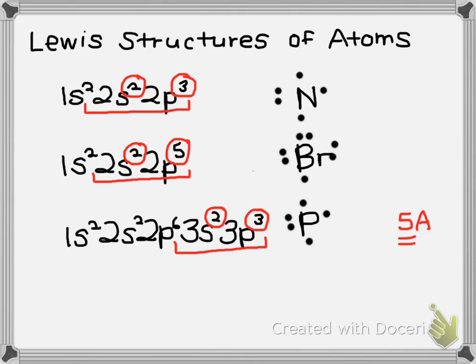Now what's really interesting and worth noting here is that nitrogen is in the same group as phosphorus. If you notice, nitrogen is also in group 5A. One of the reasons the periodic table is organized the way it is, is that elements in the same group will have similar chemical properties because they have the same number of valence electrons. So they tend to bond in similar manners.